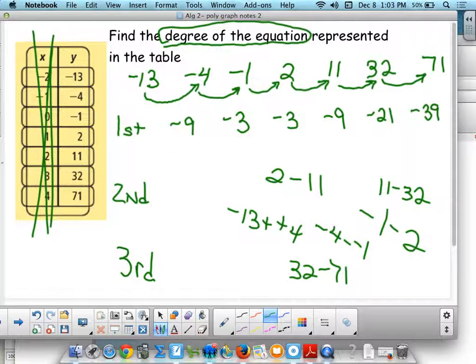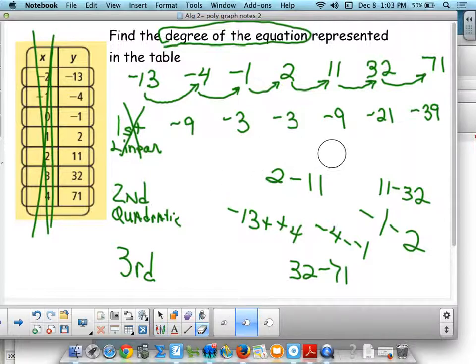Okay, now let me just tell you what I did. I subtracted all my y's, and if all of these numbers are identical, the same number, 555, 666, 777, it is a first degree linear polynomial. Is it? No, they're not the same, so it's not linear. Is it second degree quadratic? Well, the only way for you to know is to subtract them again. You got to do it all over again. Here we go.